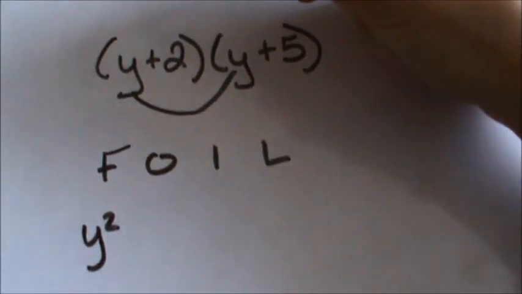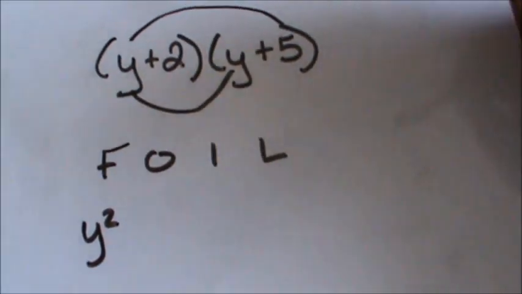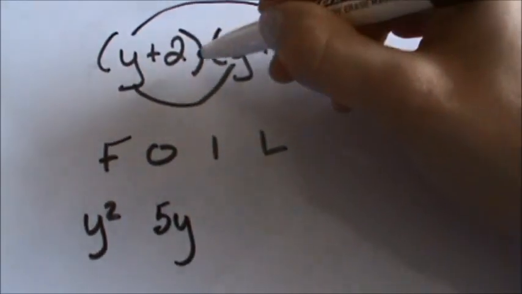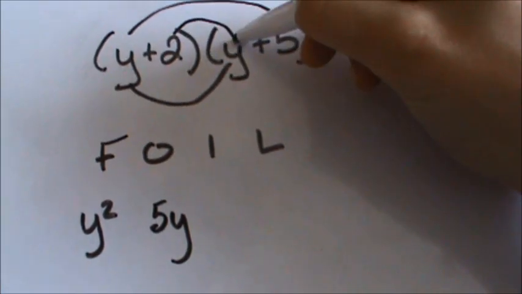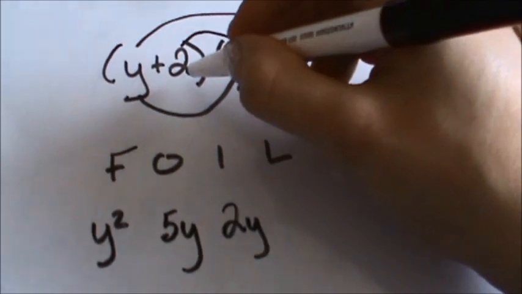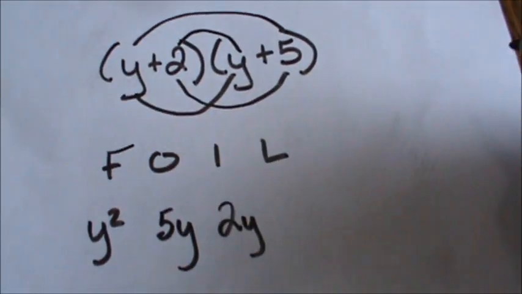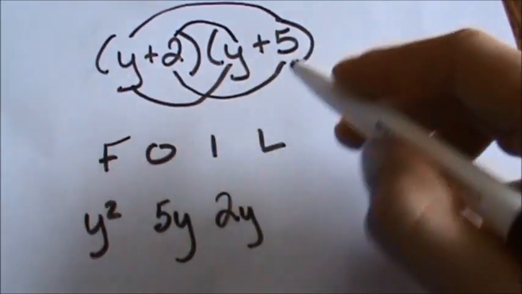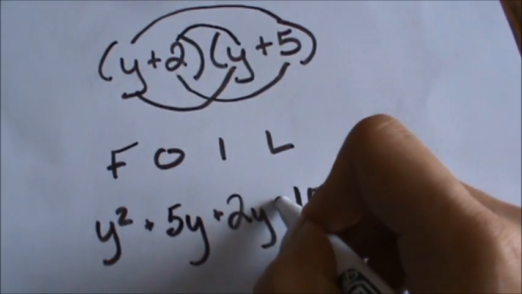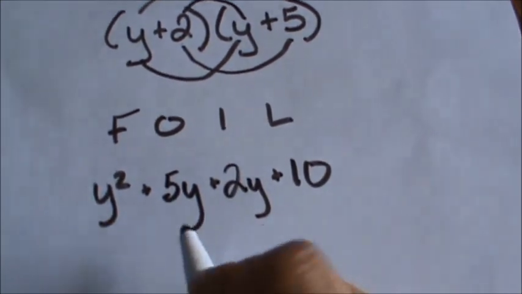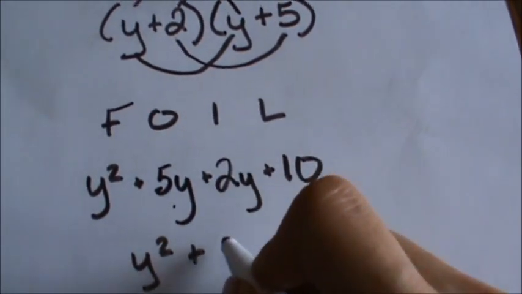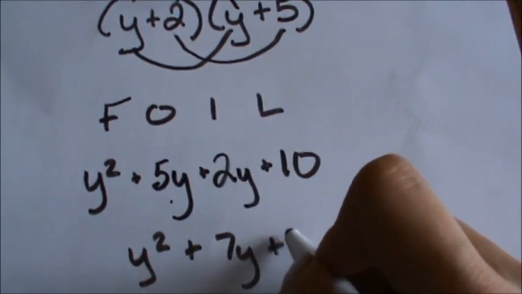The outer terms are this y and this 5. So y times 5, 5y. Inner terms right here are the 2 and the y. 2 times y is 2y. And the last terms are the last terms in the two binomials, the 2 and the 5. So that multiplies to be 10. You're really adding in between all of these terms. So our final answer, because these are like terms, y squared plus 7y plus 10.